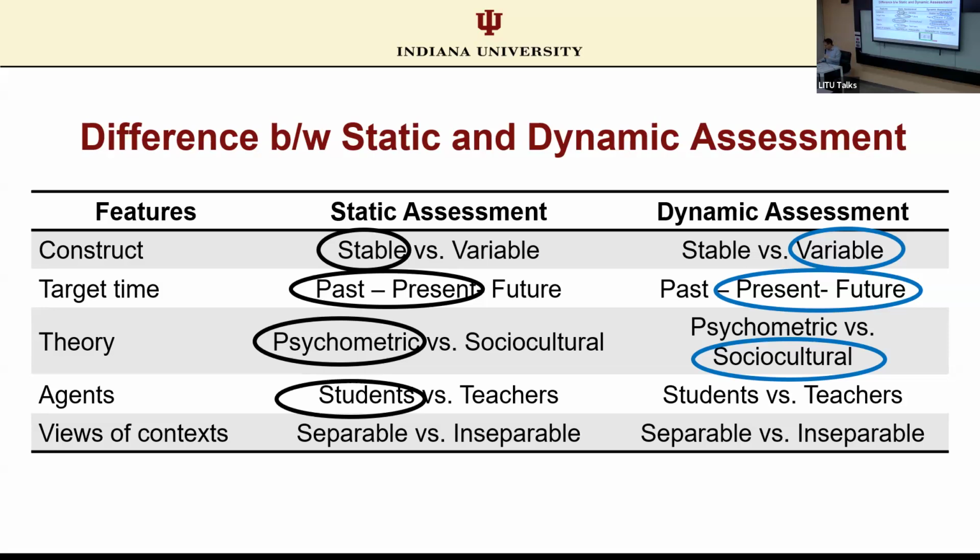But dynamic assessment is a different story. They're dual agents, students and teachers together. So they work together. They co-work. They're co-workers to some extent. So teachers are not just monitoring or proctoring their students, they're actively engaged in the students' test-taking process.